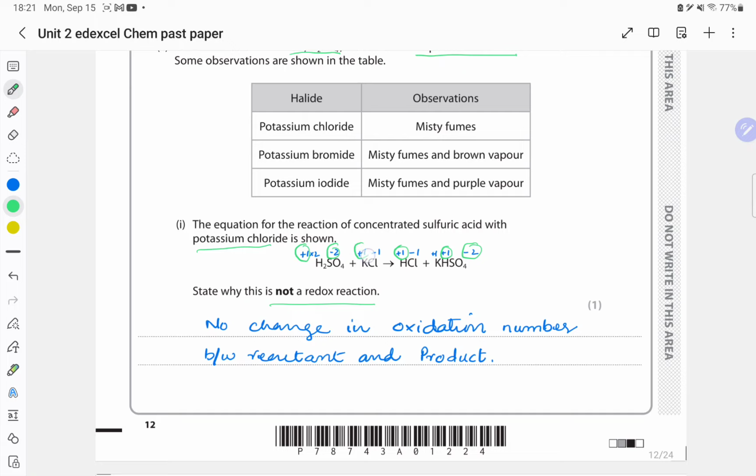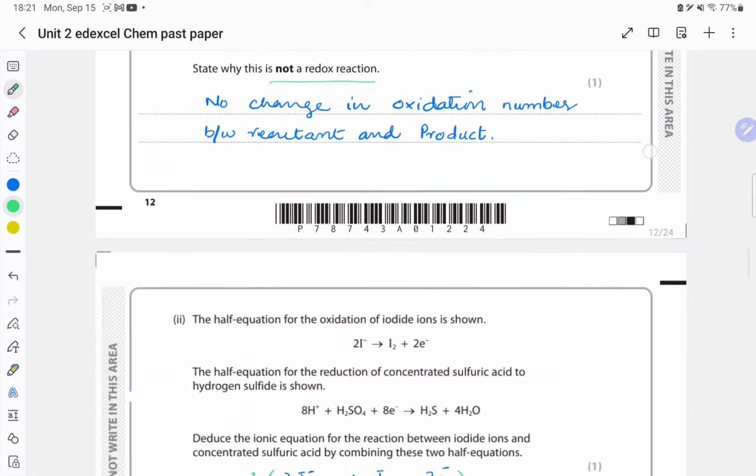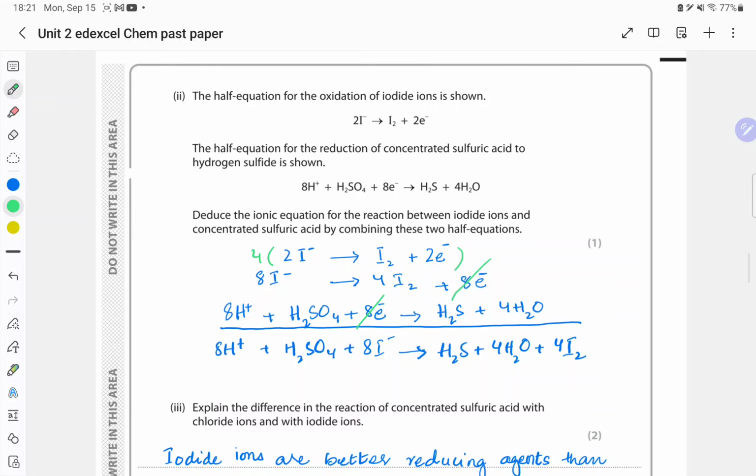If you look at potassium, it's +1, and here it is +1. Then we have Cl, the Cl is -1, and here it is -1. So because there is no change in the oxidation number between the reactant and the product, it is not a redox reaction. Moving on to the next question, they say the half equation for the oxidation of iodide ion is shown. The half equation for the reduction of concentrated sulfuric acid to hydrogen sulfide is shown.